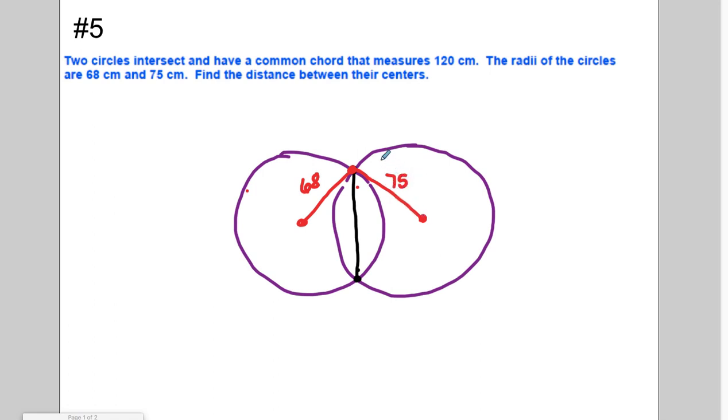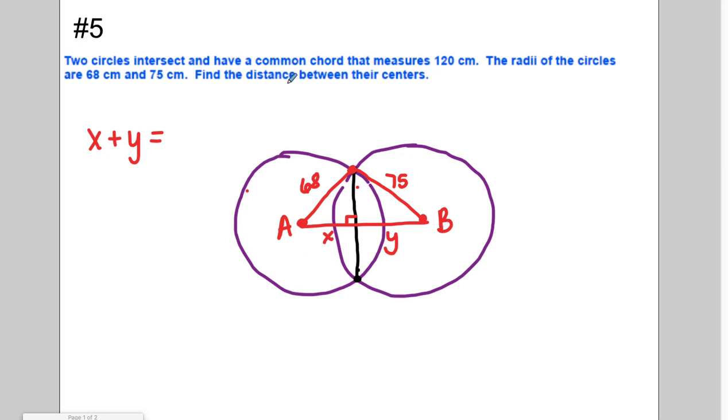Okay, so I realized that if I connected the radii like that these would be perpendicular, okay? So that line would be perpendicular to that. And I knew that I was looking for this and for this together. So I really wanted x plus y because that would give me the distance. I'll call this circle A and this circle B.